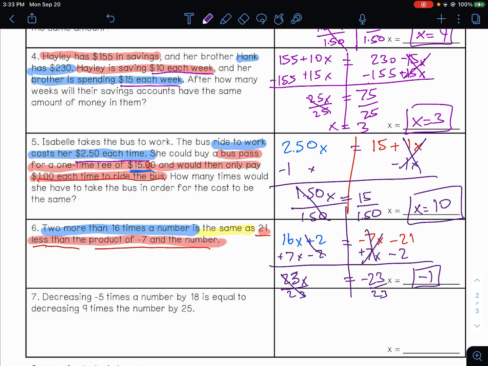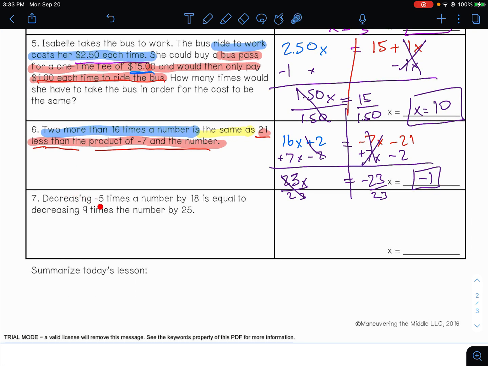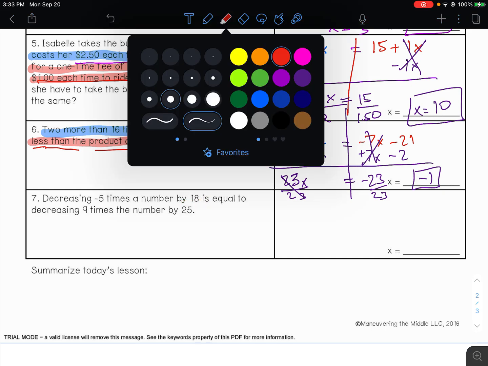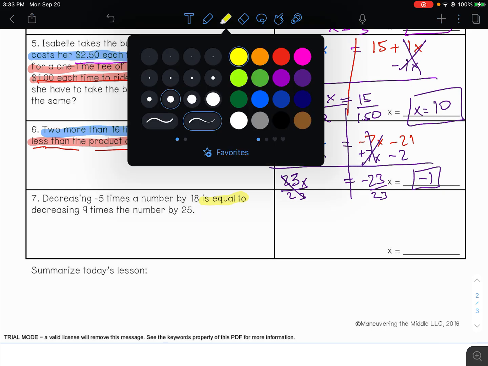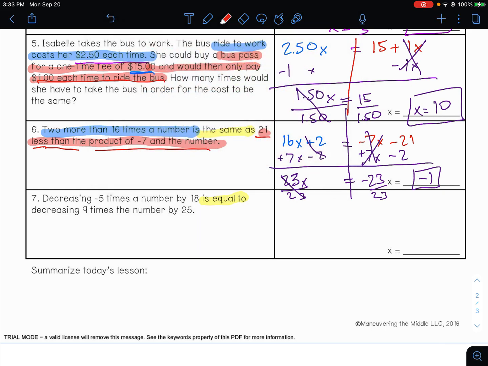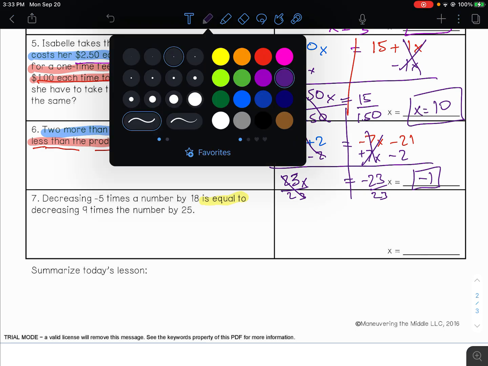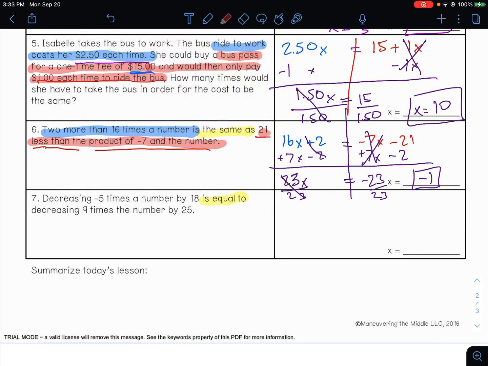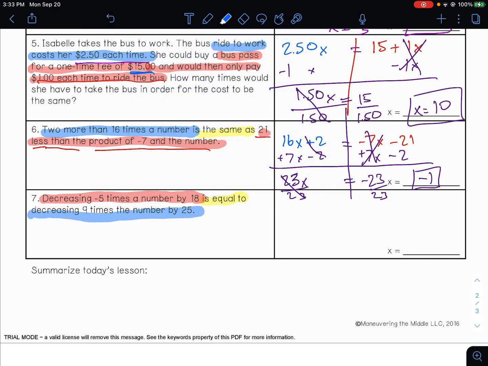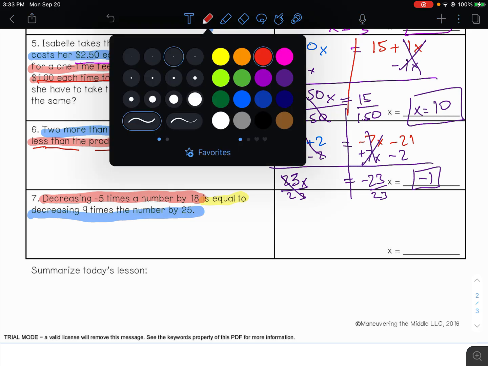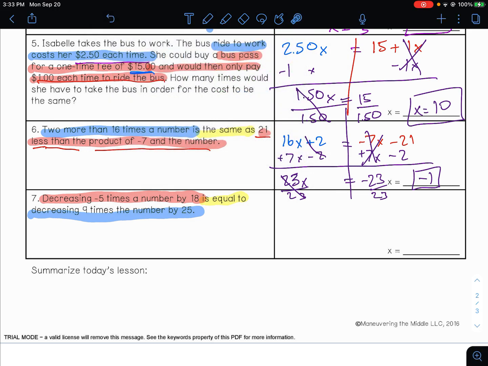X equaling negative 1. And finally, last one: decreasing negative 5 times a number by 18 is equal to. So is equal to, that's going to be our middle section. So our two things are decreasing negative 5 times a number by 18, and then on the other side, you are decreasing 9 times the number by 25. Very confusing, I know.